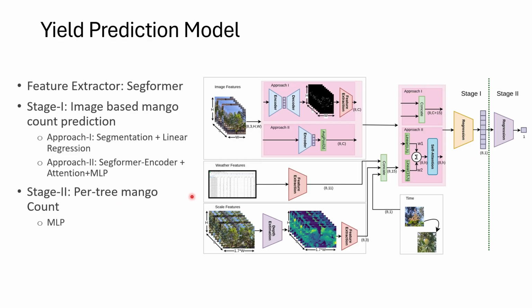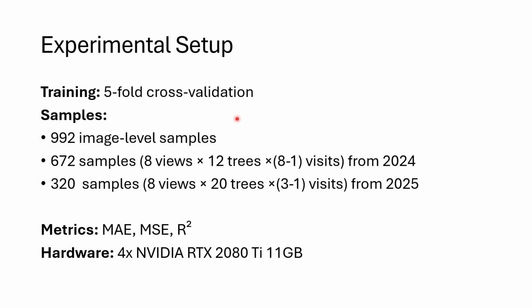In stage two, it's the per-tree mango count. For the 8 different images, we generated the per-image output from stage one, so we got eight outputs for the 8 images, and we gave those 8 outputs to the regression model to get the final output.